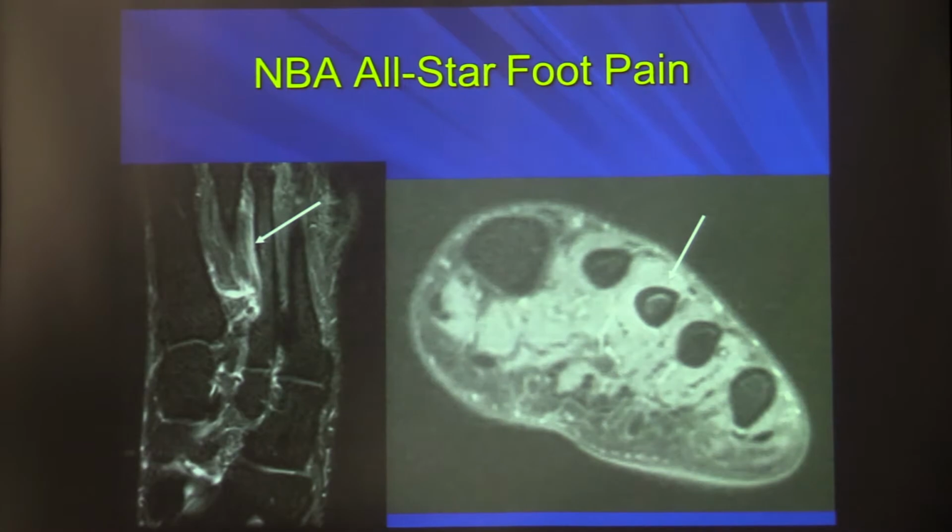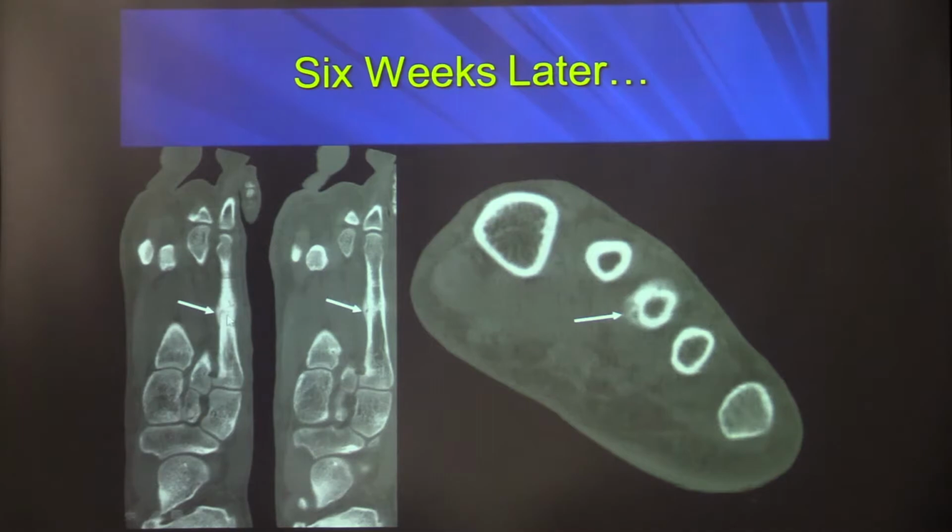Third ray metatarsal, there's a little bit of high signal deep to the cortex medially, a little bit of edema signal along the medial cortex of the metatarsal. They saw this, they say, you know what, keep playing. So 6 weeks later, this is what he looks like. Now it's kind of a bad news, good news thing. The bad news is he developed a complete stress fracture across the mid-metatarsal. The good news is it's also virtually healed. So MRI can detect these injuries very early, and that's important in a competitive athlete.